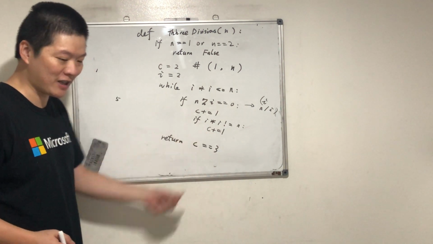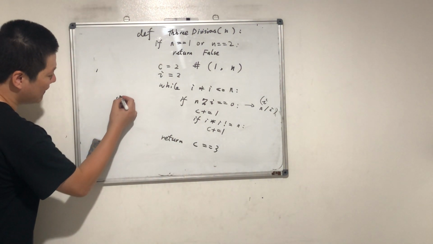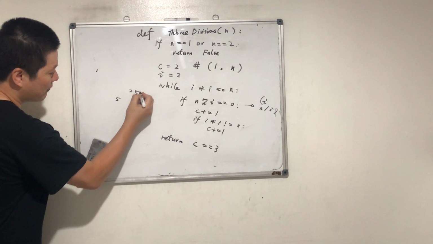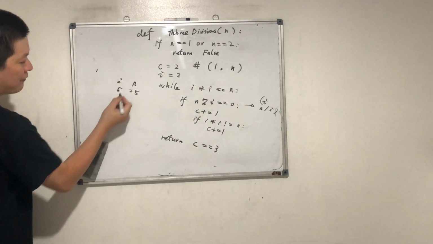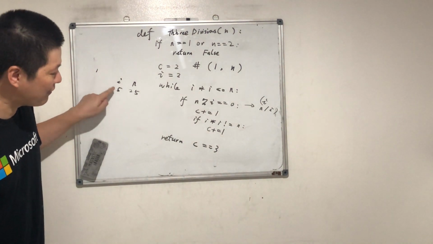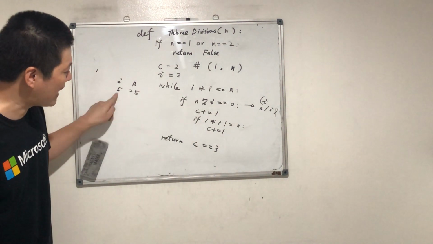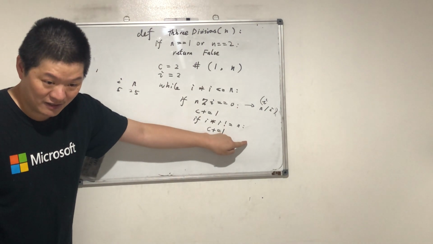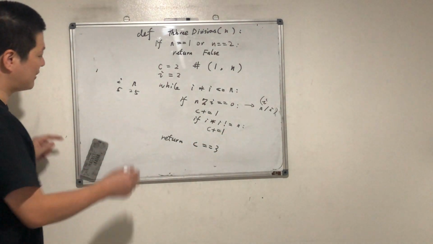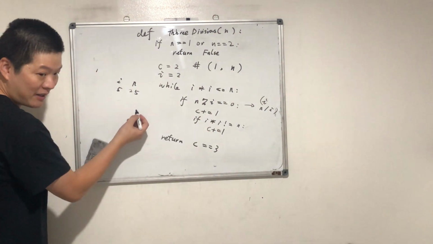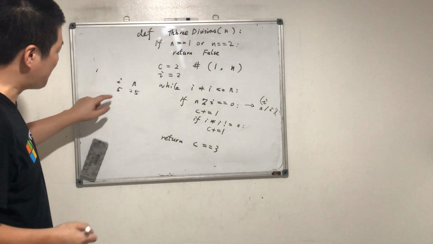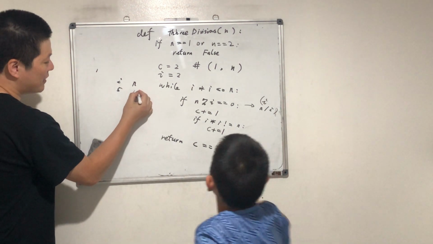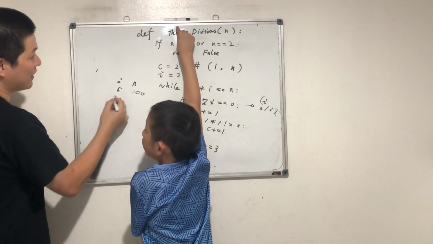For example, if n is 25 and i is 5, you find the 5, but 5 times 5 is 25. So you only add 1 here, right? Because it's the same divisor. But if n is 100, it means that 5 and 20 are both divisors.